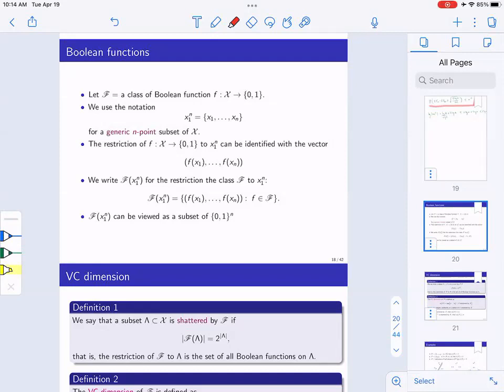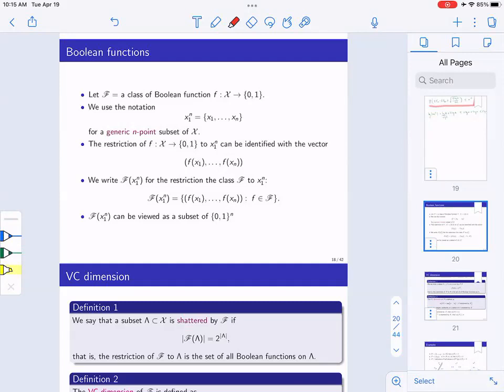And we also write this notation, f applied to x1 to n, for this restriction. It's not f evaluated, but just restricted to x1 to n. And this is all these vectors as f varies in the class F. So this would be a subset of {0,1}^n, the binary cube. Okay, so these are some of the notations that I'm going to use. The main idea is this restriction. We're going to study the restrictions of a function class to a set of n points.